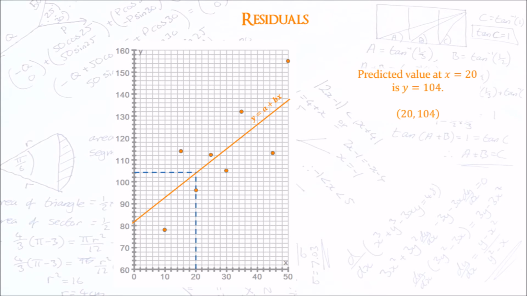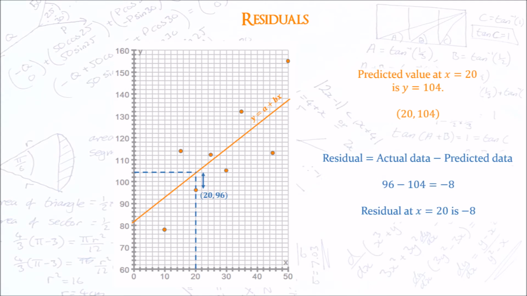Now the residual is the difference between your prediction and the actual value of the data. At the value x equal to 20, we actually had some data with a coordinate of (20, 96). That was the actual data when x was 20, whereas we got a predicted value of 104. The residual is the difference between those two. Specifically, it's the actual data, in this case 96, take away the predicted data, which was 104. So this is a negative residual of minus 8, which means it lies below the line of best fit.